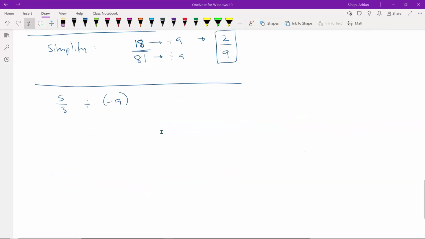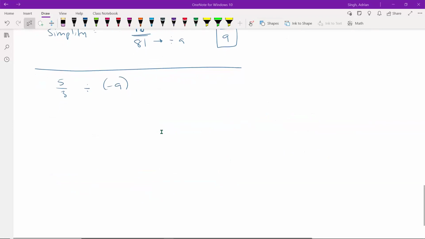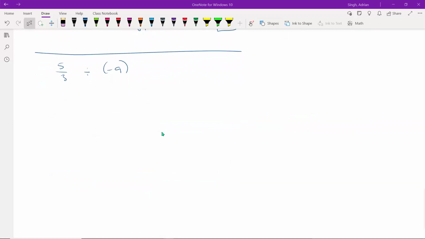So in the next one, we'll take a look at a combination of fractions and signs. So we have 5 over 3 divided by -9. Okay, so when you have something like this, there are a couple of ways you can approach it. This means the same as 5 over 3 times 1 over -9, right? When dividing by a number, it's the same as multiplying by 1 over that value.